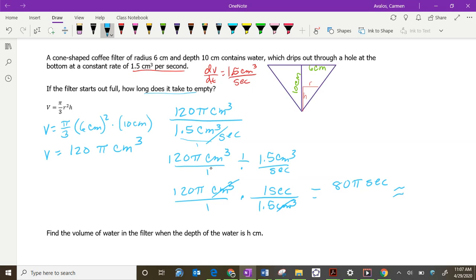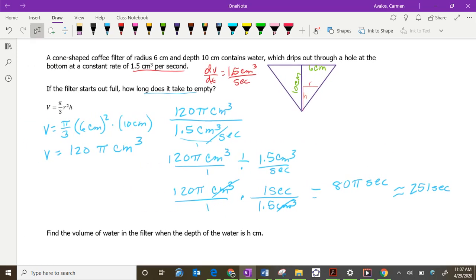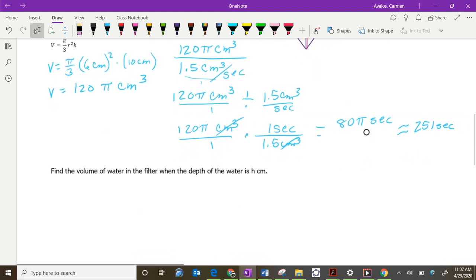That is approximately 251 seconds if you multiply that out. So the answer here: the filter takes about 251 seconds to empty. That's where you would write your sentence.